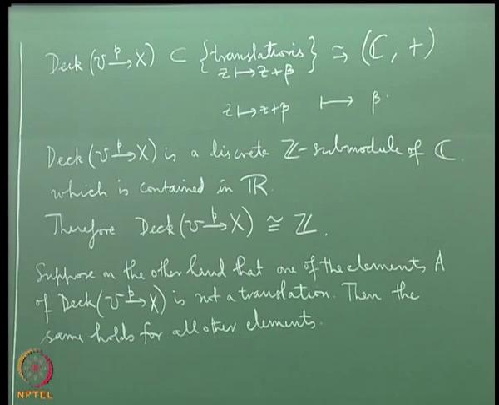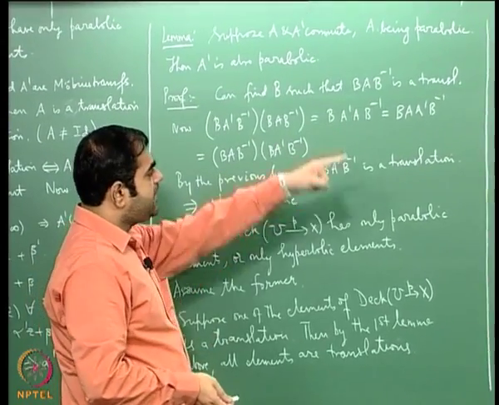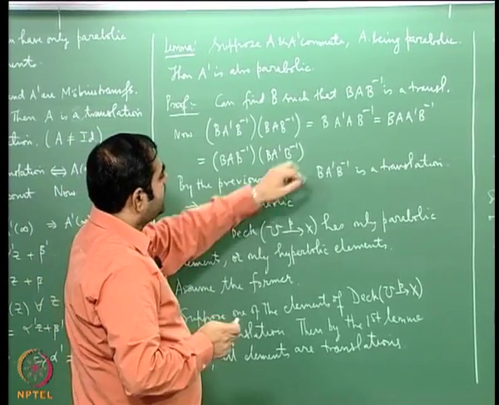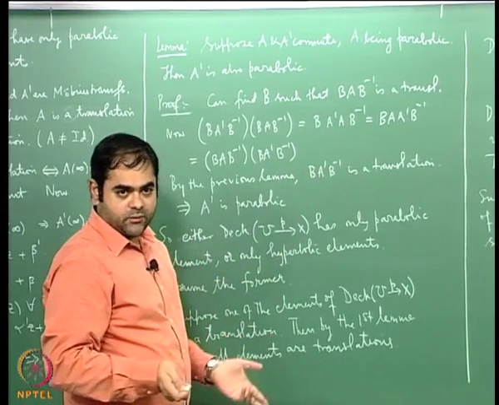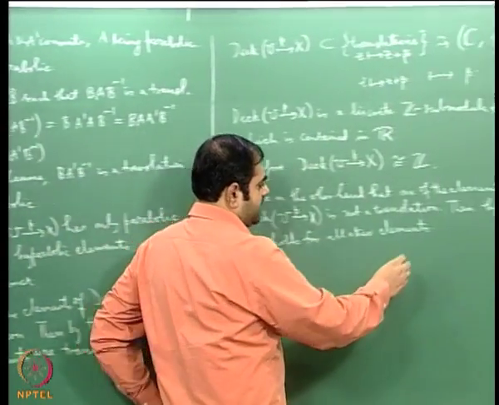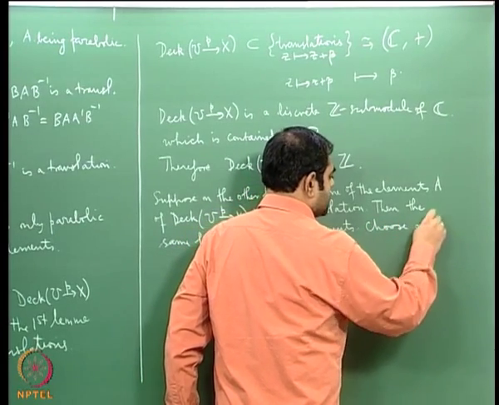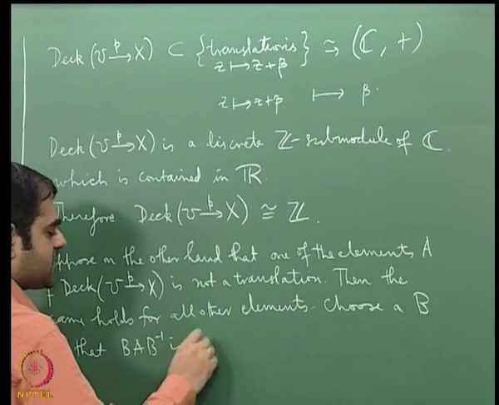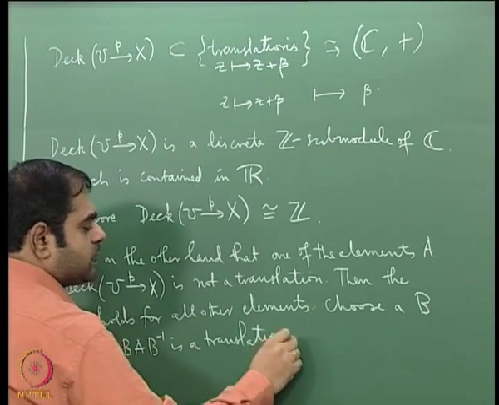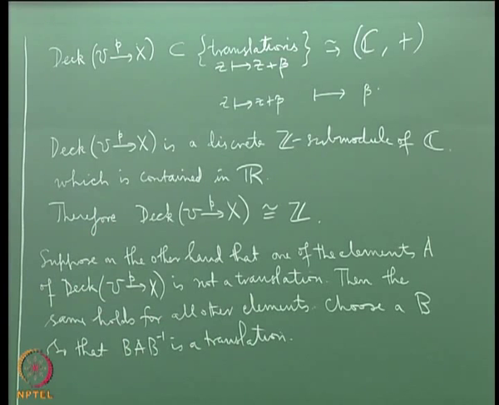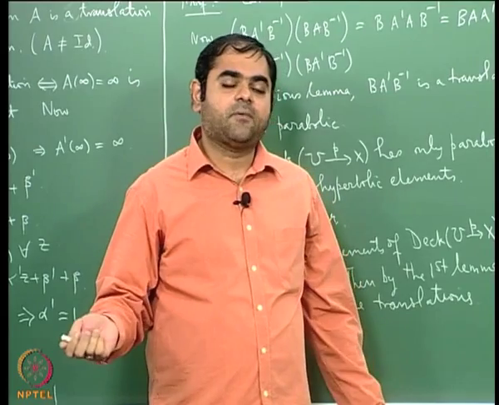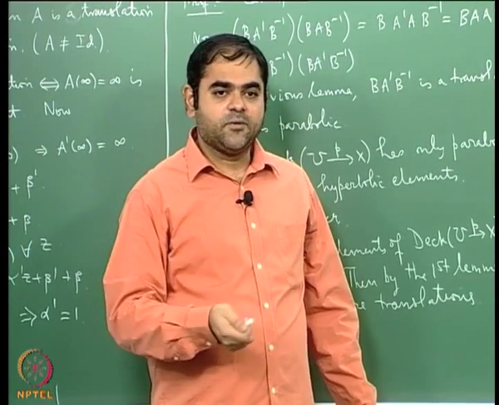Okay, again you can find a B so that BAB inverse becomes a translation. After all, B is going to be the Moebius transformation that is going to take the fixed point of A to infinity, that is all you need, alright. So choose a B so that BAB inverse is a translation. But you know if BAB inverse is a translation, then BA'B inverse is also a translation for every other element. That is because all the BA'B inverses will all commute with BAB inverse.